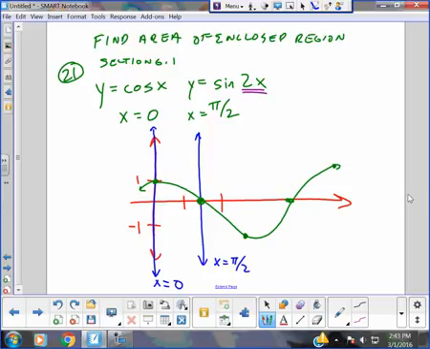So my curve starts at 0. And at pi over 2, it's going to be 0 again. And in between, it's going to peak out at 1. Now, everybody, I see 2 areas. I'm going to use different colors to shade them, I hope. What I see here is a region right here. And I see a region right there.